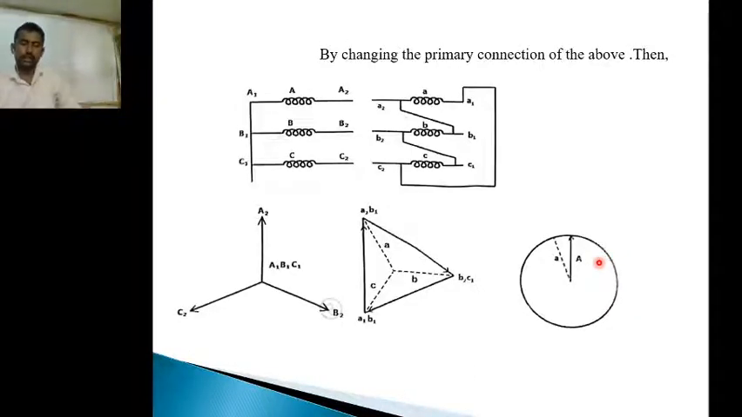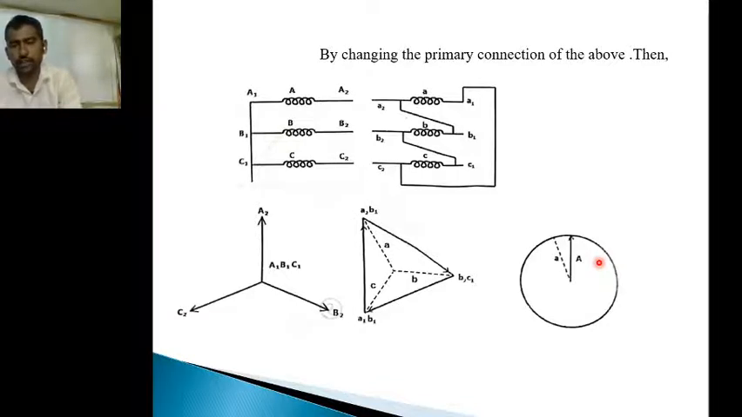So in this manner we have the types of connections: star star, delta delta, star delta, and delta star connection. In the star star or delta delta connection, we get the 12 o'clock or 6 o'clock, and in the delta star and star delta connections, we have the 1 o'clock, 11 o'clock, 5 o'clock, and 7 o'clock connections. These are the connections of the three-phase transformer.